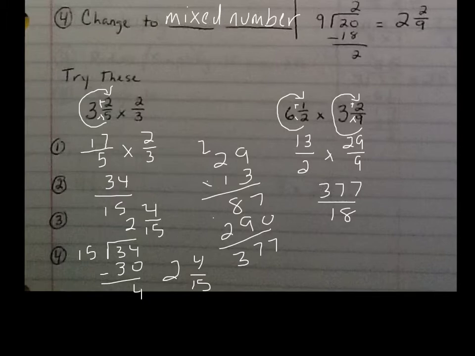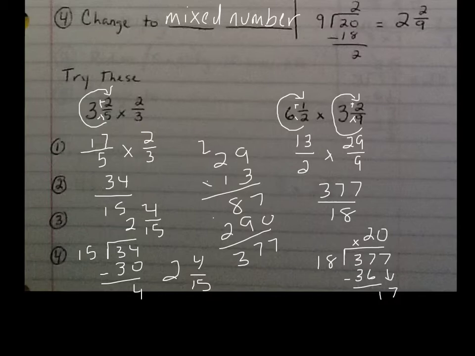377 over 18. Oh my goodness, that's a big number. Alright, so now that's definitely an improper fraction, so let's go ahead and divide that. So we got 377 inside, 18 on the outside. 18 can't go into 3, but it can go into 37 2 times. That's 36. Subtract, that's 1. Bring down the 7. And 18 can't go into 17, so that's a 0 there.